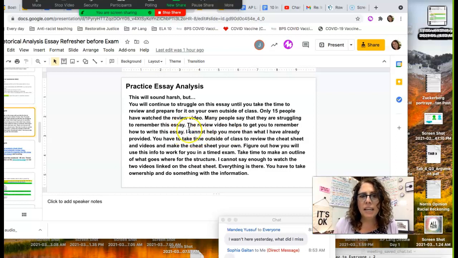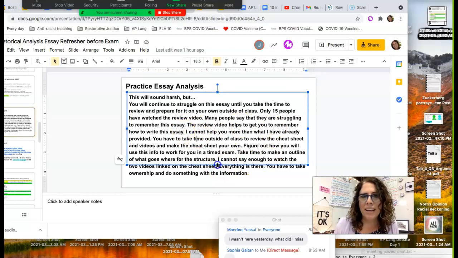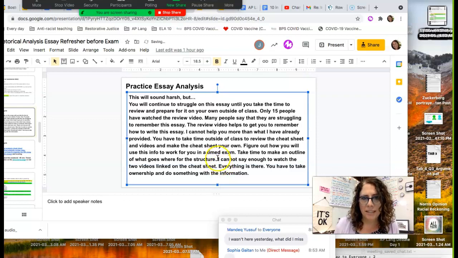Listen, I cannot help you more than what I have already provided if you don't do your part. It's just going to be me spewing information that's not going to mean anything unless you go home and make meaning of it. And that is time outside of class. Figure out how you're going to use this cheat sheet during the exam. And I say that in the video.